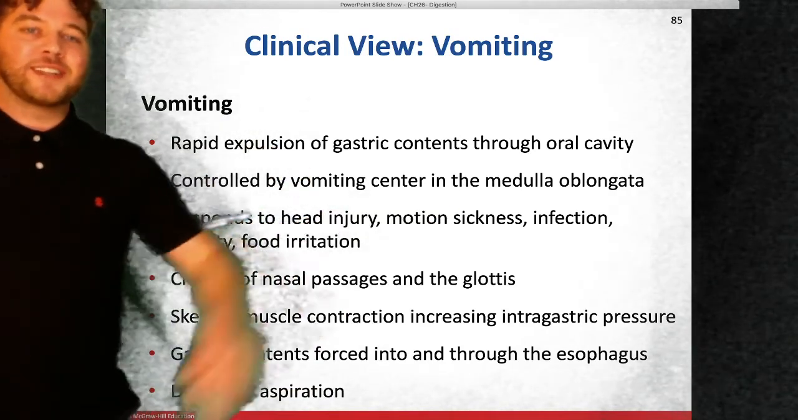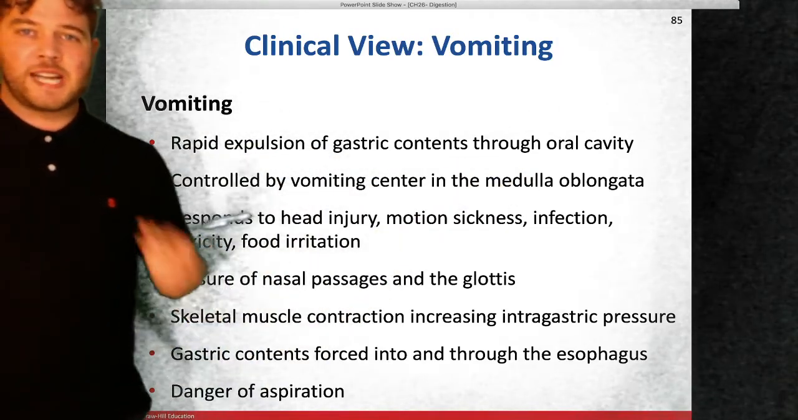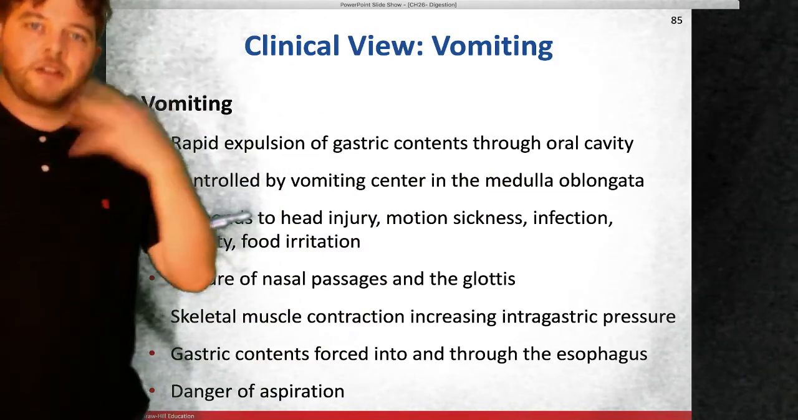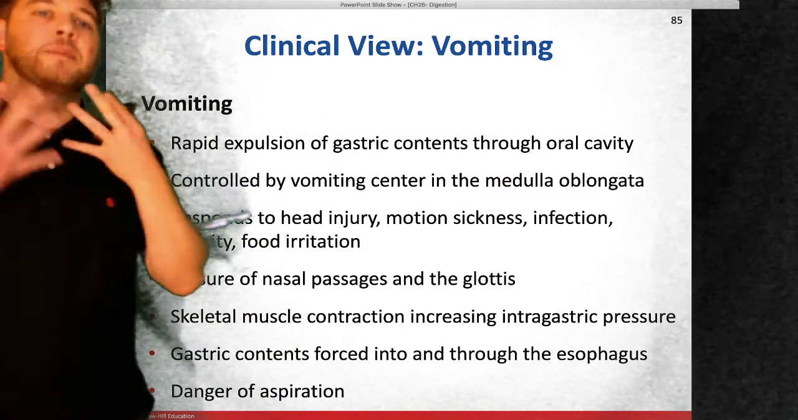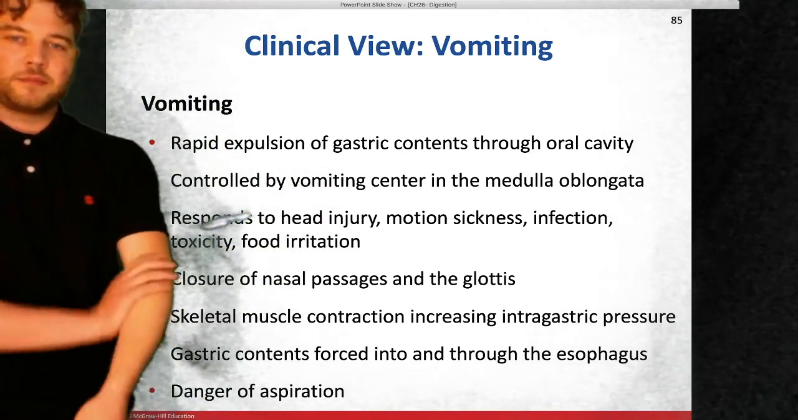Controlled by the vomiting center, surprise, in the medulla oblongata. Think about, just when you're vomiting, how you have to control both your breathing and your esophagus, all those regulations that happen up around your neck with vomiting. So your medulla oblongata has to play a role.